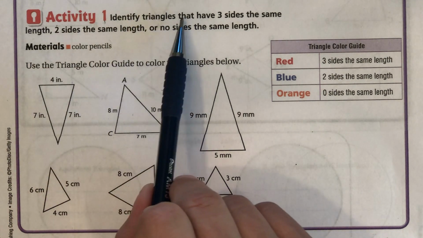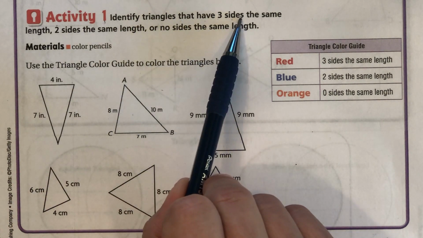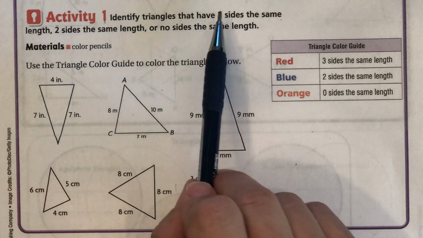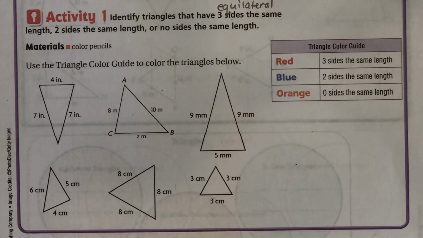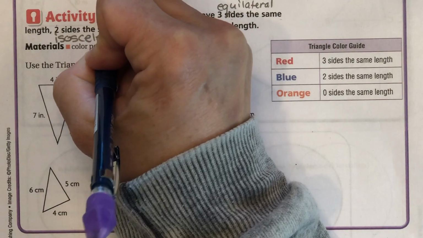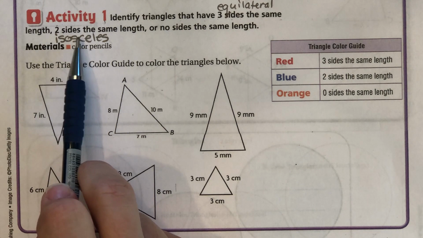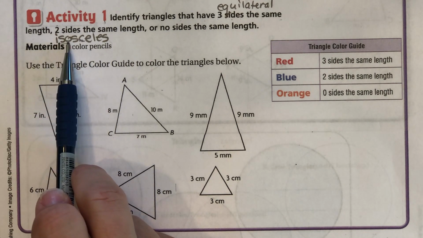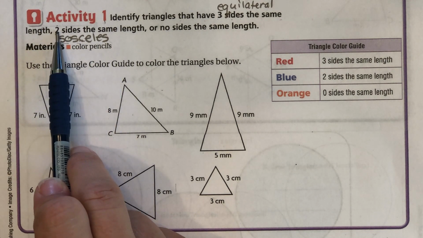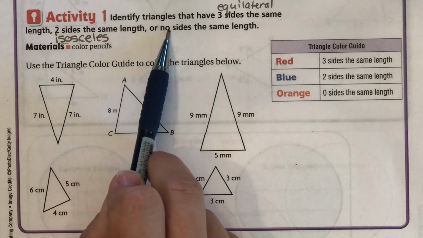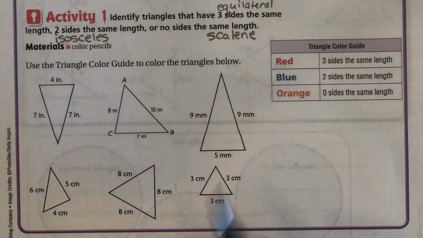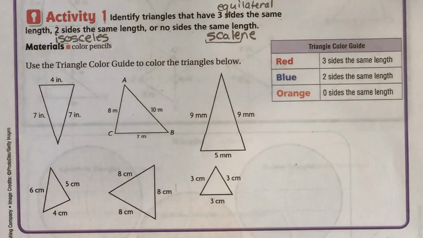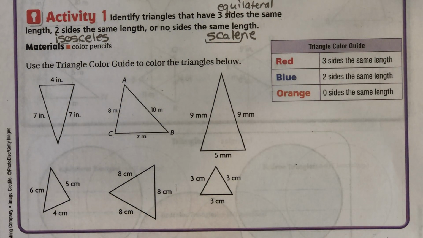Identify triangles that have 3 sides the same length, equilateral, 2 sides the same length, isosceles triangle, isosceles with my 2 eyes, or no sides the same length. Put 3 people on a scale and they will likely not weigh the same amount. Okay, so let's try to identify these.